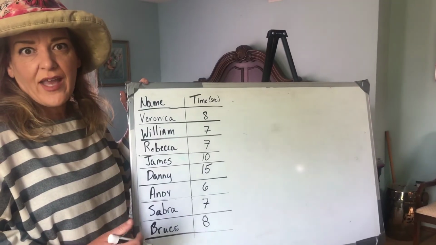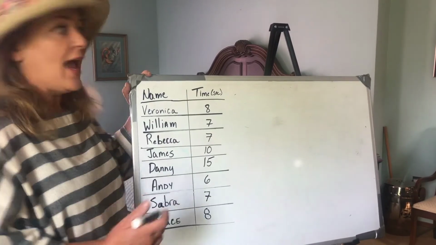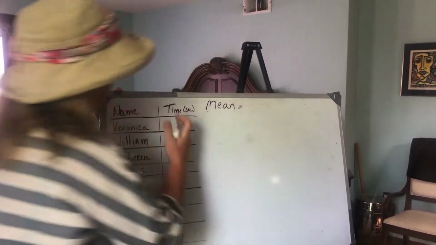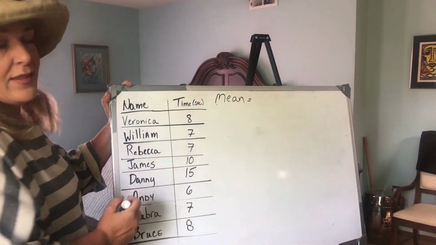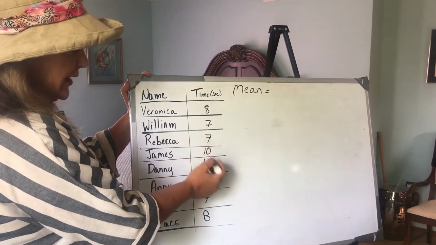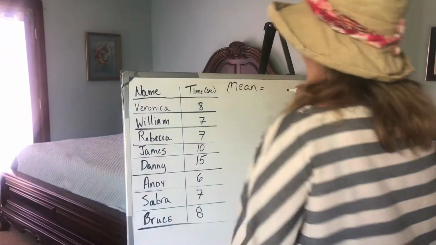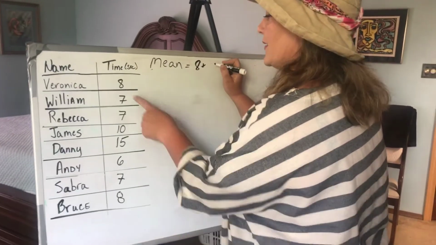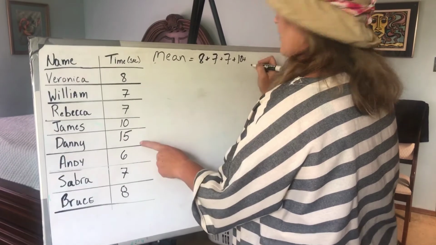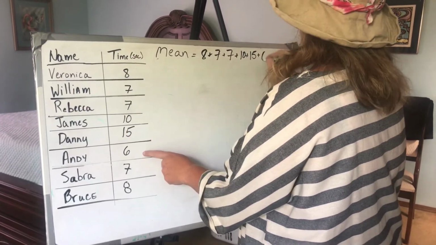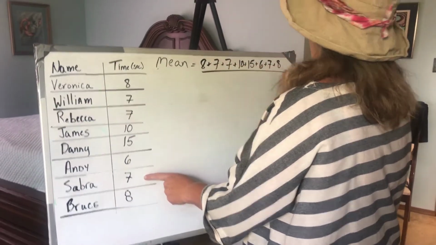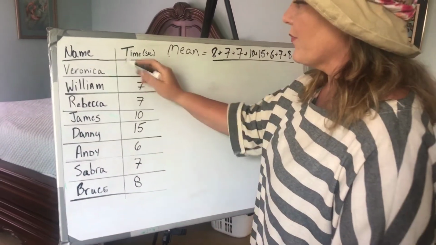So the first thing we're going to calculate is the mean, or the average. So what is our average speed on this track team? What is our average time that we finish the 50-yard dash? I just take all of these times and add them together. So that is, I have an 8 plus 7 plus 7 plus 10 plus 15 plus 6 plus 7 plus 8. Now I divide that by the number of times.